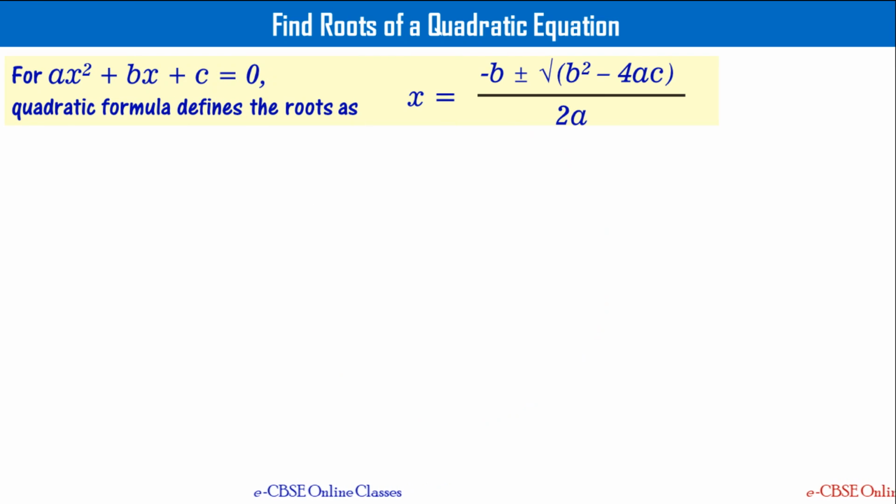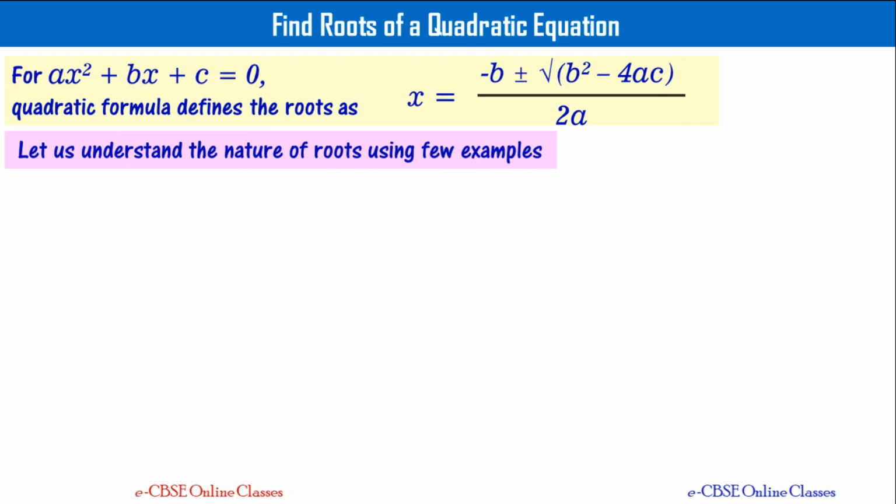We know that for ax square plus bx plus c equal to 0, the quadratic formula defines the roots as x equal to minus b plus or minus square root of b square minus 4ac divided by 2a, right? Now let us understand the nature of roots using few example problems.